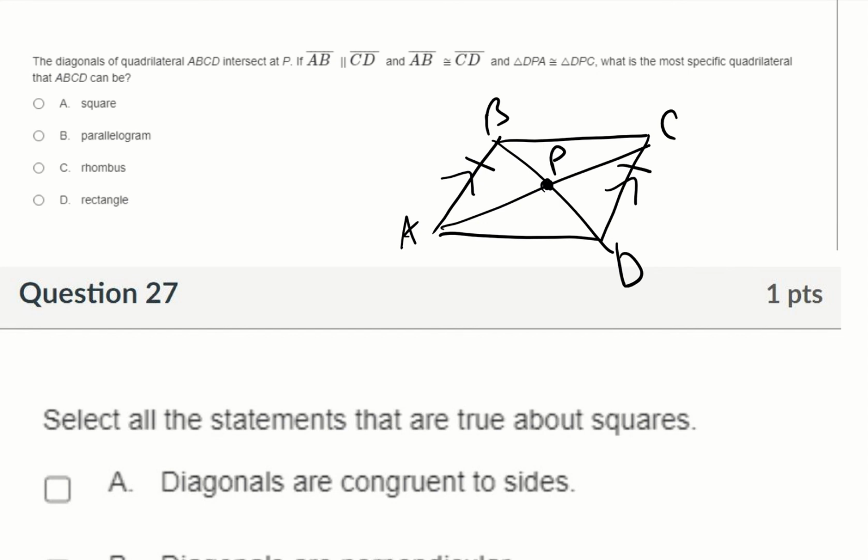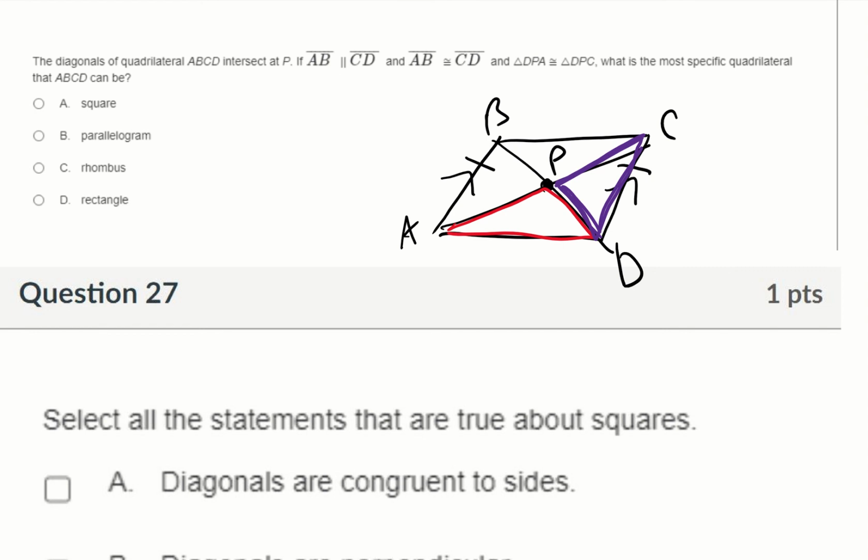and it says AB is congruent to CD, so that is congruent to that. And they mentioned that this triangle, DPA, we'll just make sure that we look at this triangle, is congruent to DPC. And DPC is this one right here. So those two triangles are congruent.